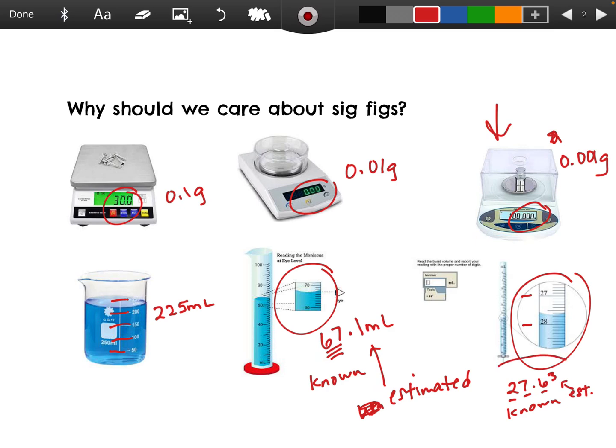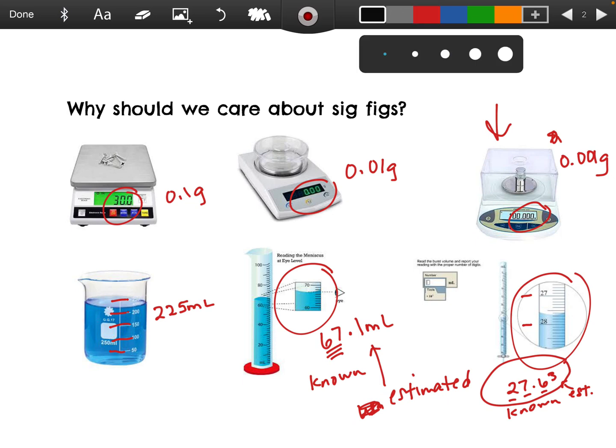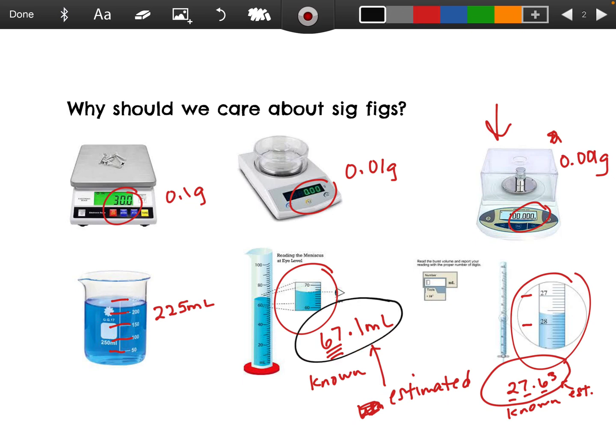So if I look at this measurement, the burette measurement is measured to the 100th of a milliliter, where the graduated cylinder, the second picture, is measured to a 1/10 of a milliliter. So we can tell based on these two measurements that the measurement on the far right came from a more precise measuring tool. So that is why we care about sig figs, because every number that we use in chemistry comes from an actual measurement, which comes from an actual measuring device.